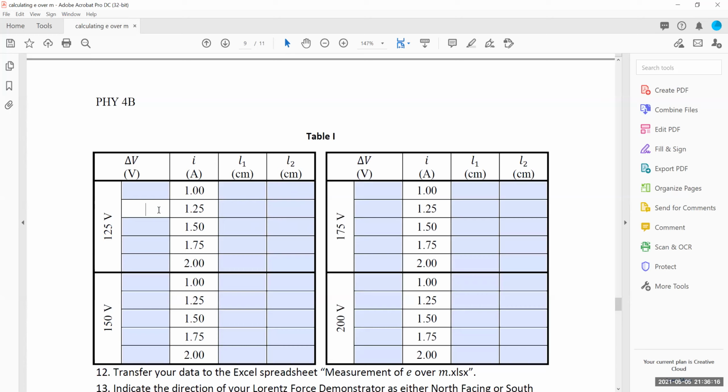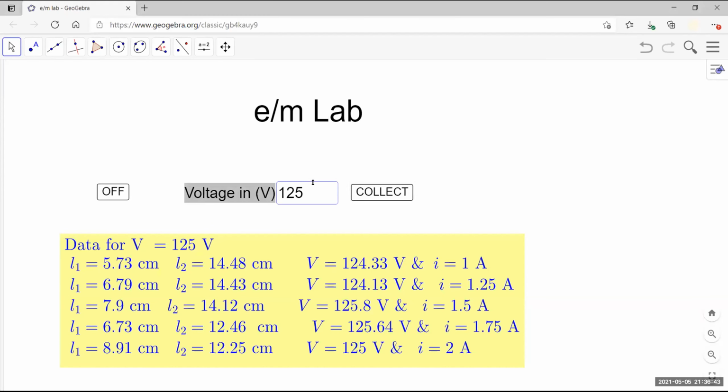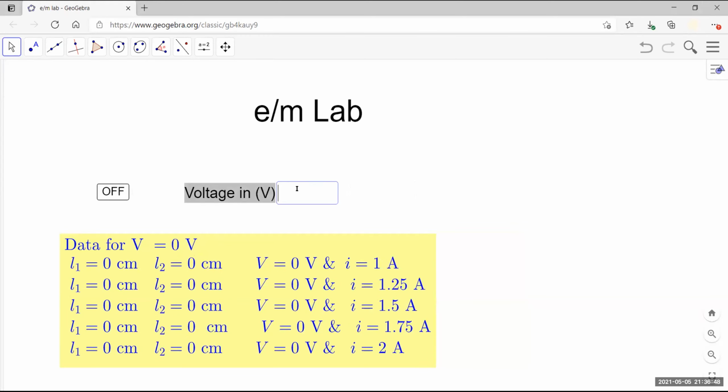Same thing. I have L1 for the next voltage, which is 124.13. So this is 124.13. This is 6.79, and this is 14.43, and so on and so forth. So I plug in all of that data into my table, and then assuming I did all of this, I'm going to go in here and change the voltage actually to 150 volts now.